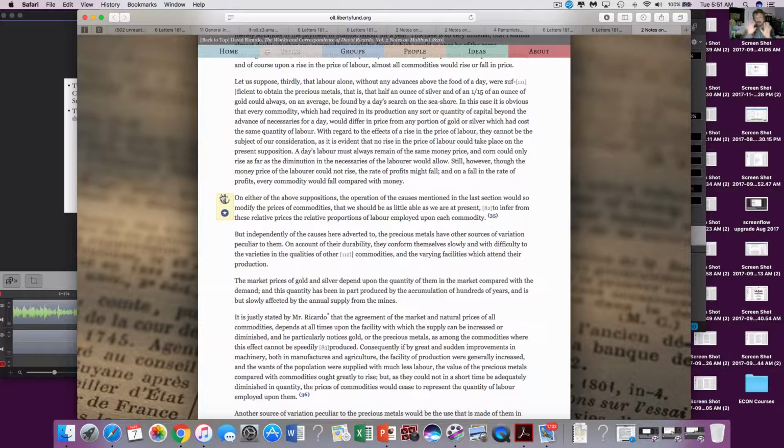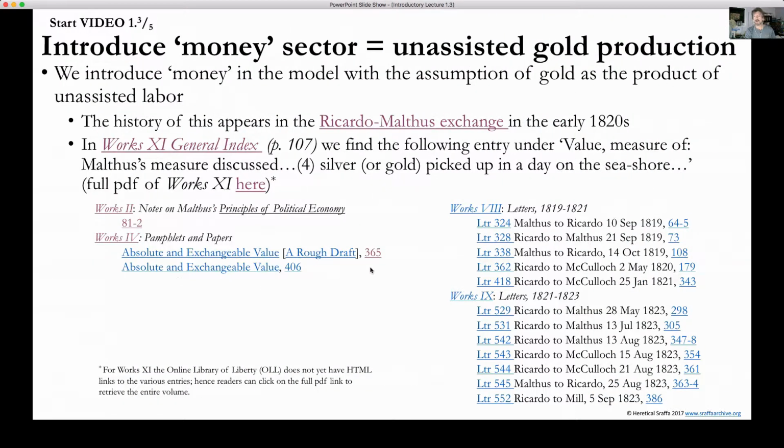And again, I'll let readers winnow their way through that and study that on their own. But the argument here that Malthus is making is that if we posit a measure of value that is unassisted labor, then the changes in the production of other commodities are not going to affect the measuring standard, okay? That's the argument. And again, we follow that argument here.